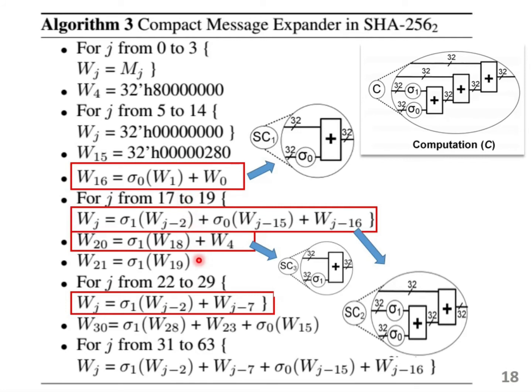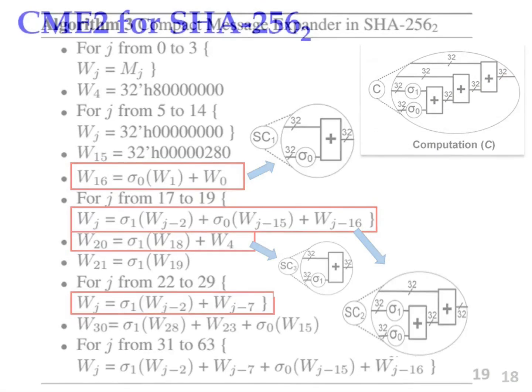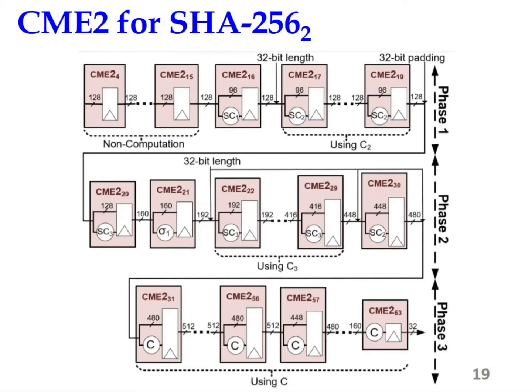But however, from round 31 to 63, because it cannot be optimized, the computation circuit will not change. To present the hardware design of Compact MessageExpander, it can be seen that we classify the hardware Compact MessageExpander based on the characteristic of data path bit width into 3 phases.